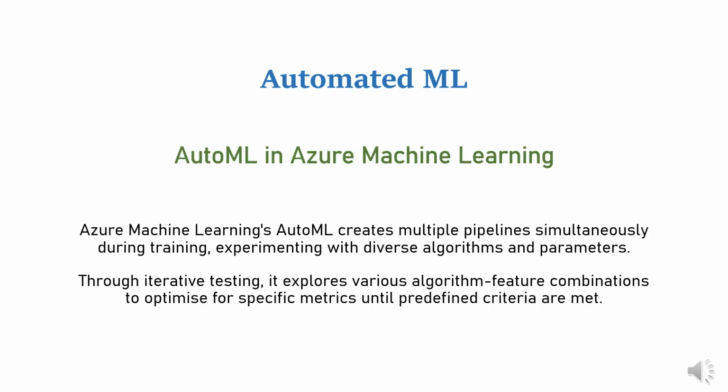AutoML in Azure Machine Learning. Azure Machine Learning's AutoML creates multiple pipelines simultaneously during training, experimenting with diverse algorithms and parameters. Through iterative testing, it explores various algorithm feature combinations to optimize for specific metrics until predefined criteria are met.